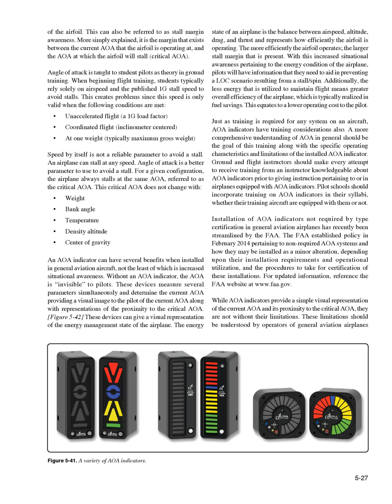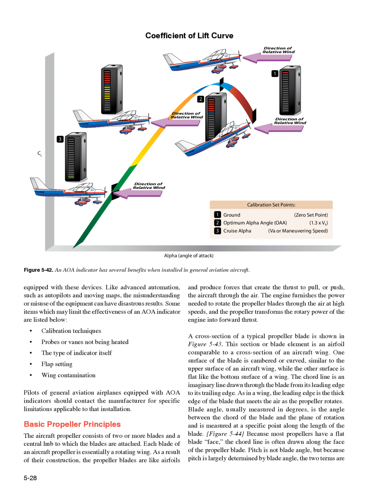While OA indicators provide a simple visual representation of the current OA and its proximity to the critical OA, they are not without their limitations. These limitations should be understood by operators of general aviation airplanes. Coefficient of lift curve, direction of relative wind, CL, direction of relative wind, figure 5-42.